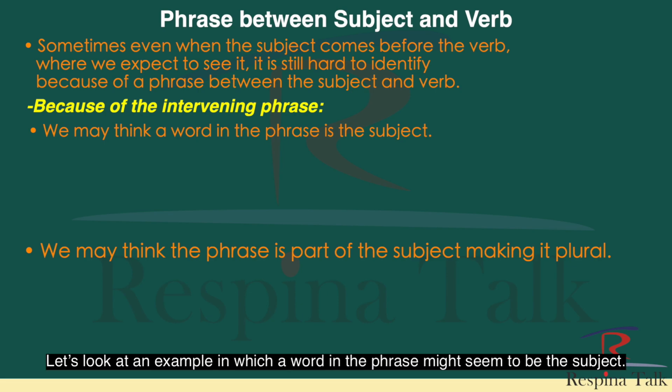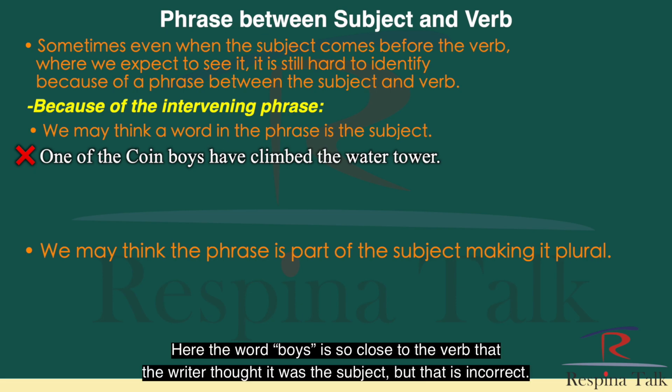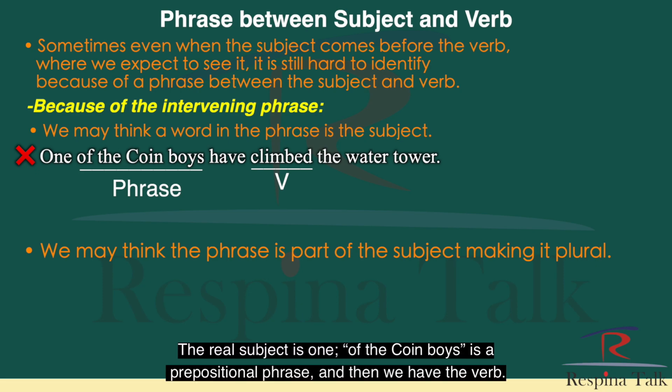Let's look at an example in which a word in the phrase might seem to be the subject. One of the coin boys have climbed the water tower. Here, the word boys is so close to the verb that the writer thought it was the subject, but that is incorrect. Boys is simply part of a phrase that comes between the subject and the verb. The real subject is one. Of the coin boys is a prepositional phrase, and then we have the verb.